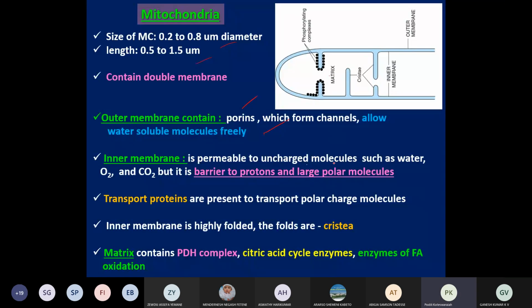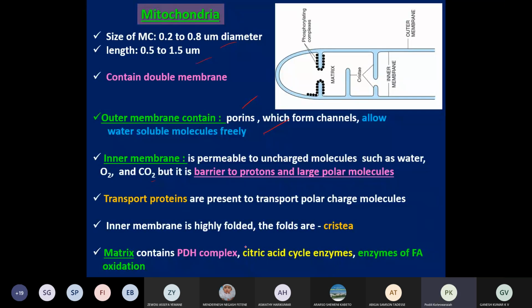Only uncharged molecules such as water and gaseous molecules like oxygen and carbon dioxide can enter through the inner membrane, whereas protons, other polar molecules, and charged species cannot. That means the outer membrane is freely permeable, whereas the inner membrane is impermeable to bigger and charged species. So in order to transport these polar and charged species, the inner membrane has various transport proteins.